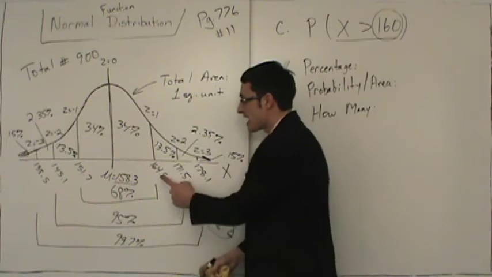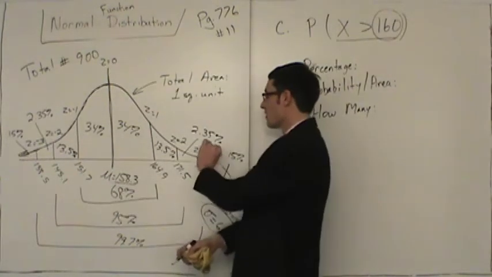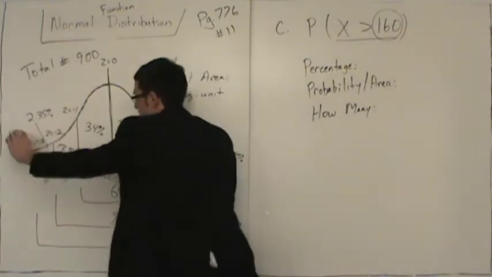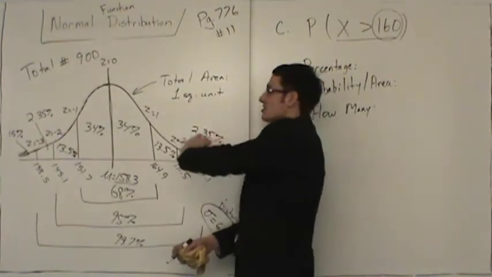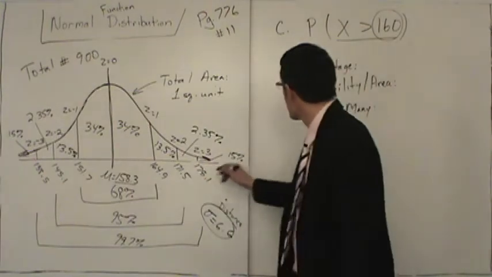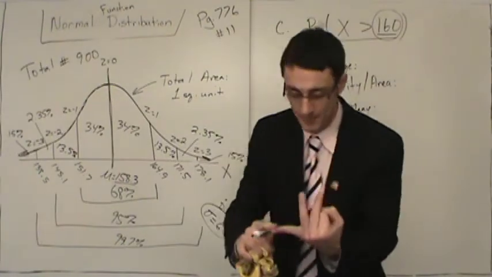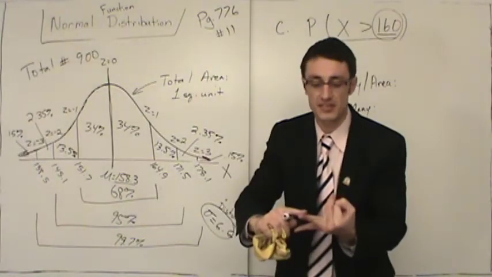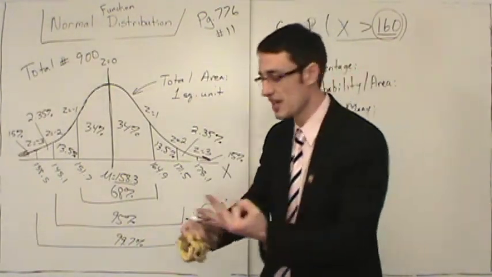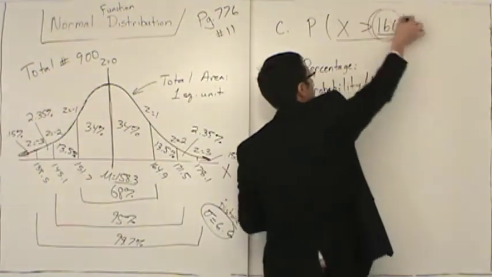Did the X values change from the last problem to this problem? Yes. But what did not change? The Z-scores did not change. The Z-scores remained constant. So we're looking at an X value of 160. There are three steps: shade the area, find the Z-score, then look it up. We've got to shade the area first, so we have to find where 160 is.